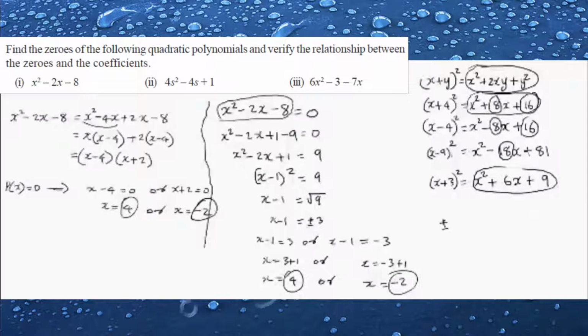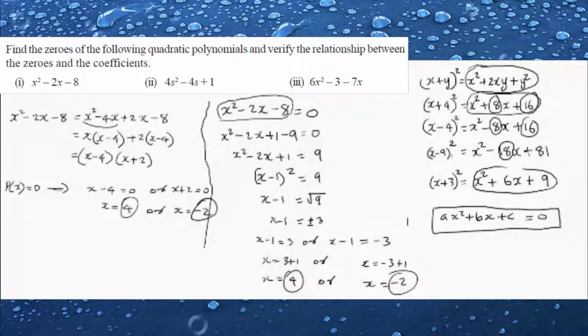And there is one more method, which I think you have studied in the 4th chapter, to find the solutions of a second degree polynomial. Suppose ax square plus bx plus c is equal to 0, the general form of a second degree equation. Then to find the value of x, there is a direct formula: x is equal to minus b plus or minus root of b square minus 4ac, by 2a.